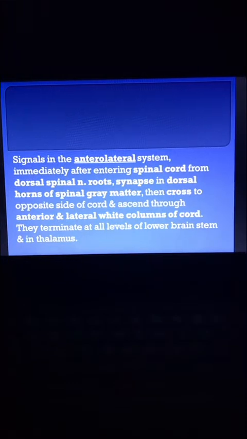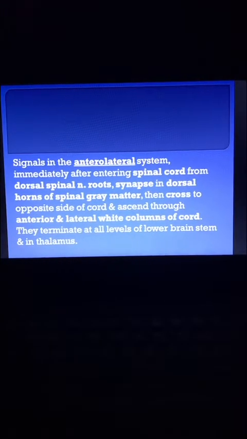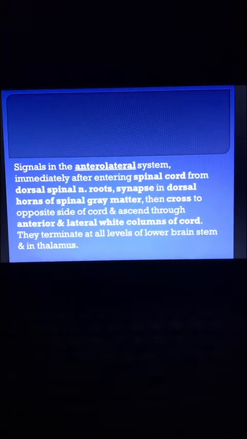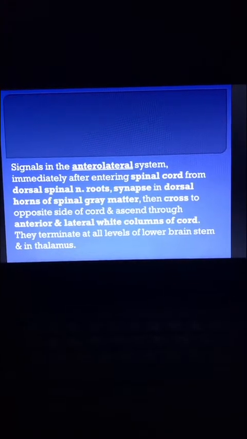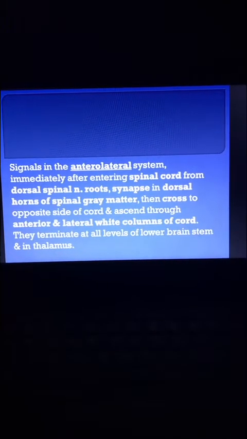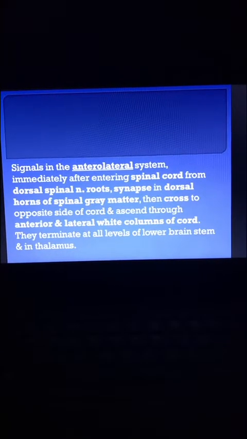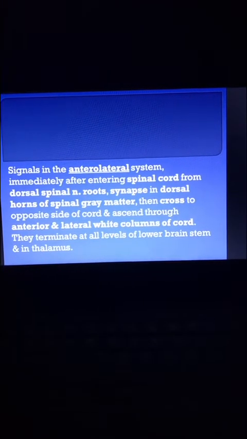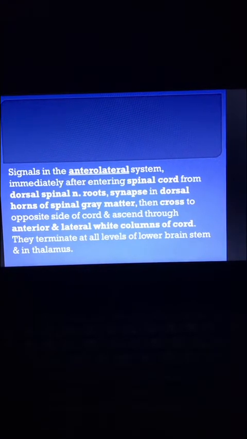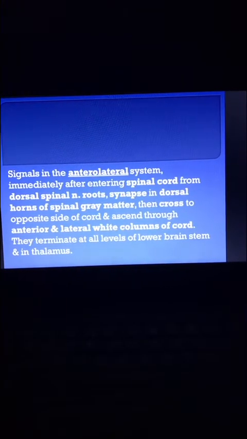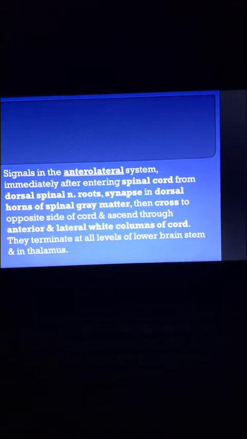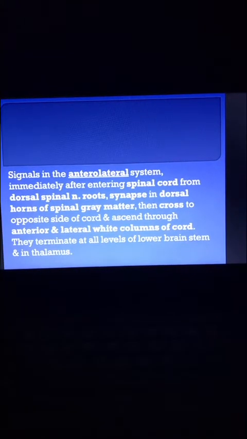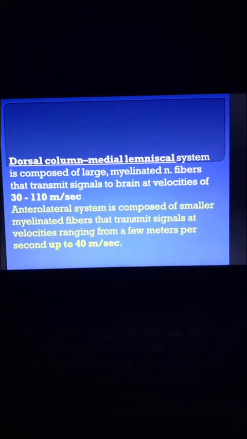Signals in the anterolateral system, the other system, immediately after entering the spinal cord from the dorsal spinal nerve roots, synapse in the dorsal horns of the spinal gray matter, then cross to the opposite side of the cord and ascend through the anterior and lateral white columns of the cord and terminate at all levels of the lower brainstem, then go to the thalamus.